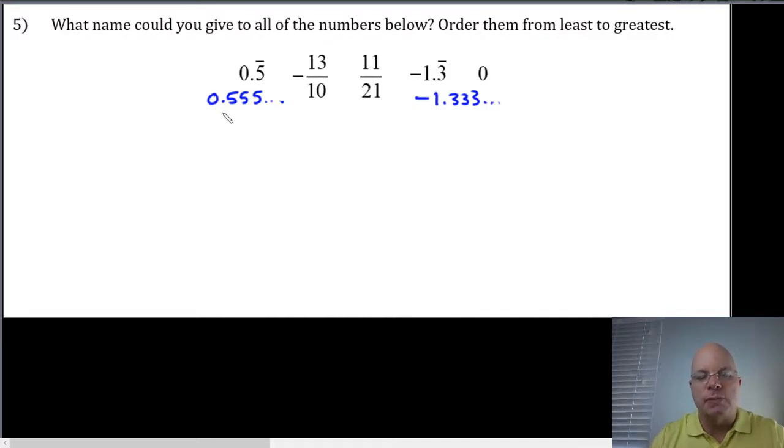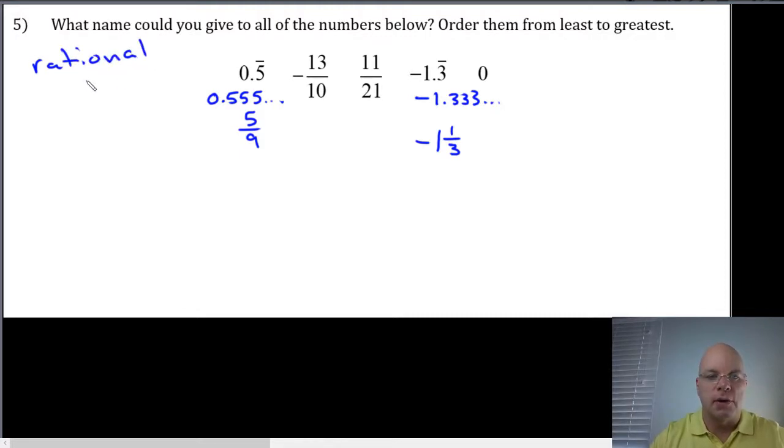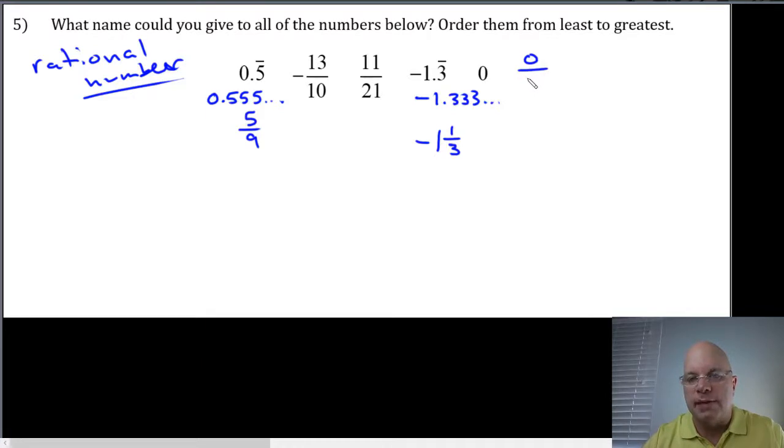And any repeating decimal could be represented as a fraction. You don't need to know what fraction it is in order to solve this problem, but this one would be 5/9. This one would be negative 1 1/3. As long as you know that the repeating decimals can be represented as fractions, and you know that any number that can be represented in fraction form as a ratio of two integers is a rational number. That's the name you could give to all of these. Even the 0 could be represented as a fraction, because you could say 0 divided by anything. I could say 0 divided by 11. The ratio of 0 to 11 is 0.